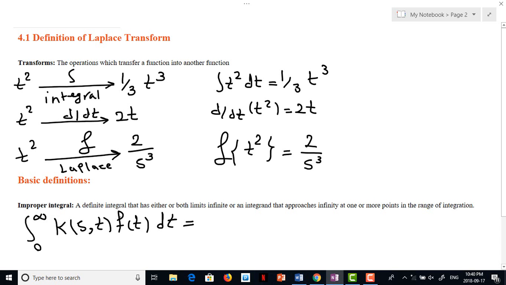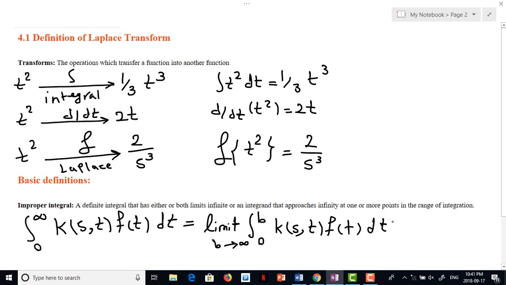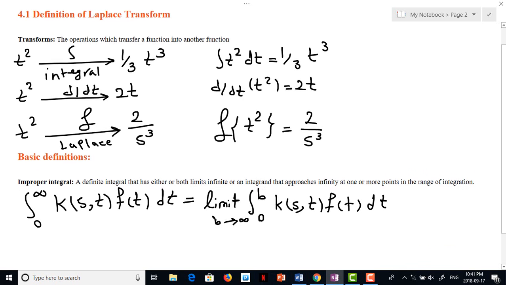So I can write this integral like this. It is equal to the limit, as b approaches infinity, of the integral from 0 to b of k(s,t) f(t) dt. So here you can see that the integral that we have is an improper integral.